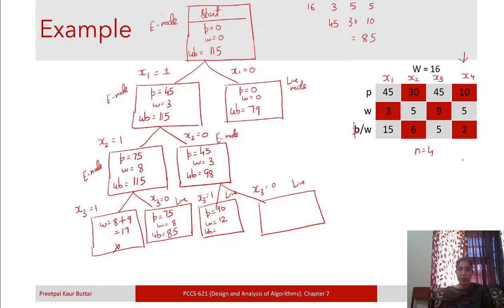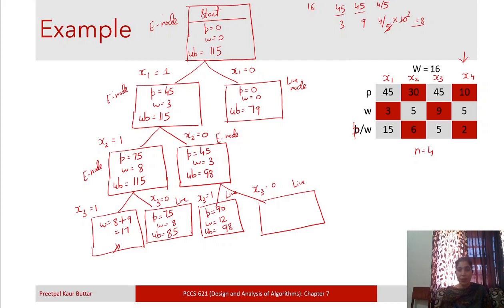And now what will be the upper bound? Here we reached from this node, so we can directly copy the profit and the weight. At the parent of this node, the profit was 45 and the weight was 3. Now we are picking this item, so its weight is 9 and its profit is 45. Do we still have some room left? 3 plus 9 is 12, so we can take 4 units more. For the next item we can pick 4 units, so 4 by 5, and the profit will also be 4 by 5 of the total profit. So 4 by 5 of this is 8, right? So the total profit is 98, so this is the upper bound.